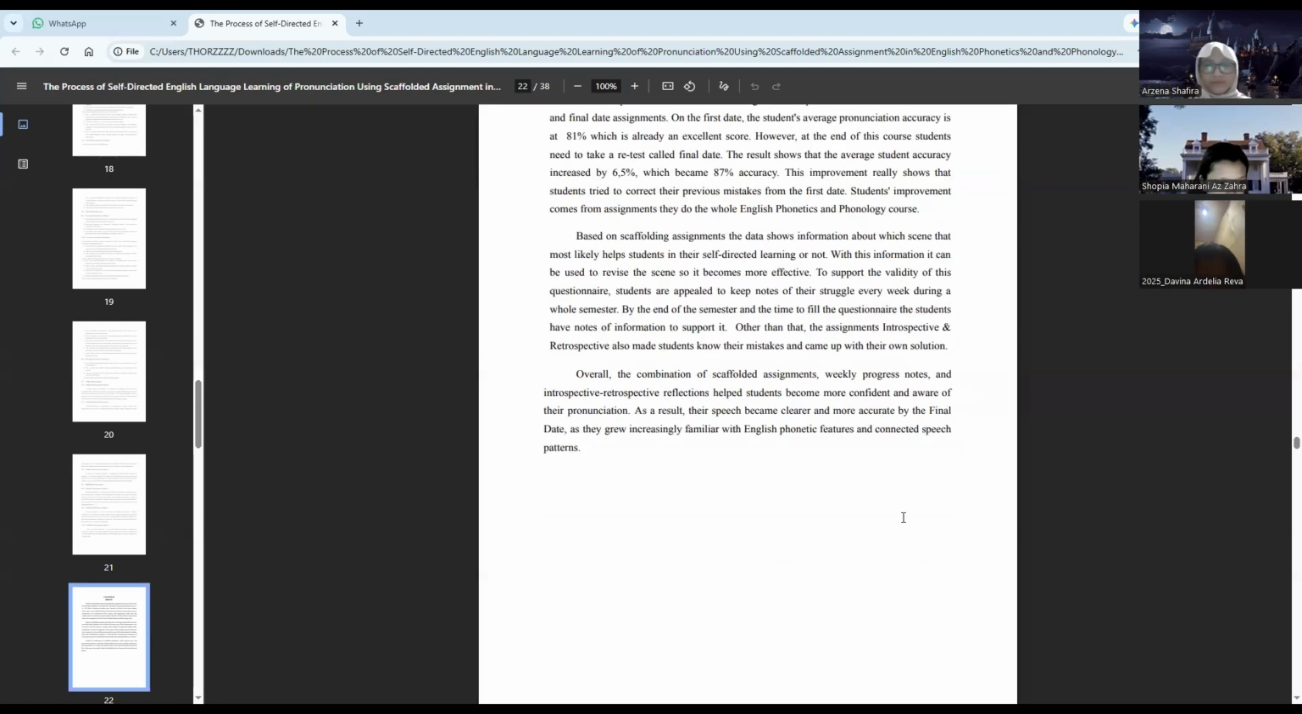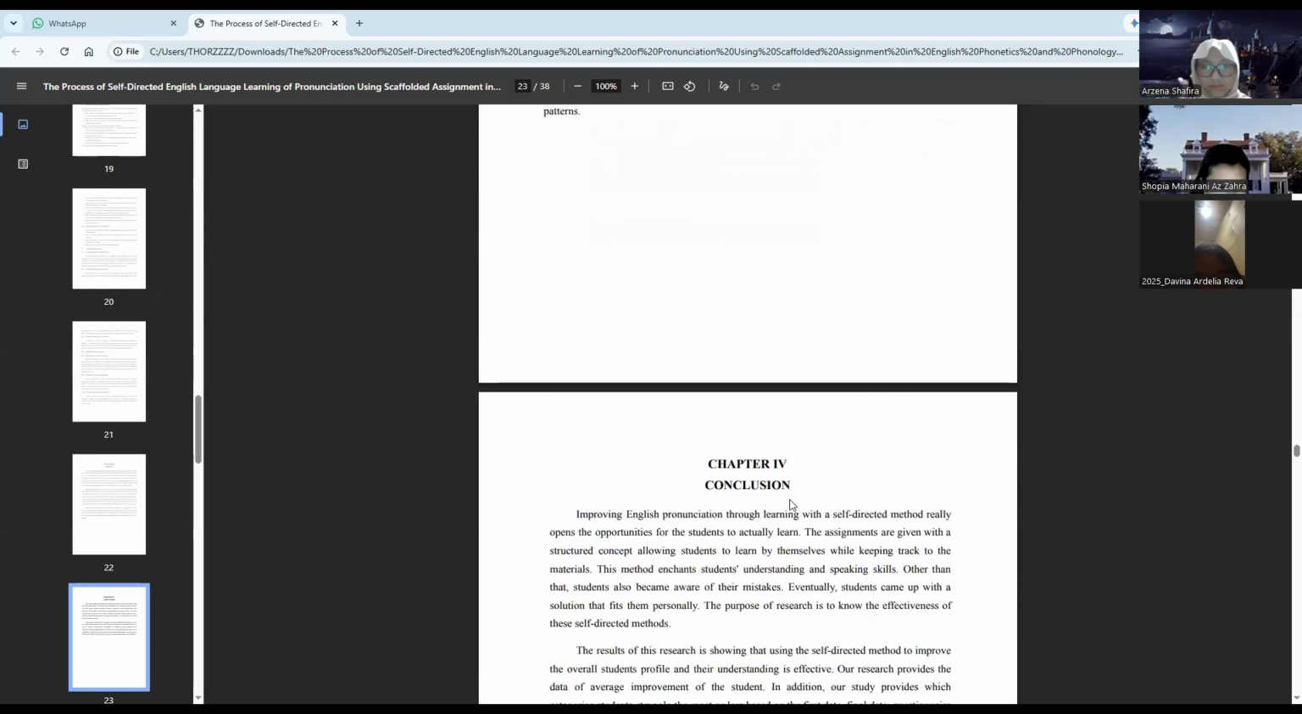And then overall, the combination of scaffolding assignments, weekly progress, and introspective then retrospective reflection helps students become more confident and aware of their pronunciation. As a result, their speech becomes clearer and more accurate by the final day as they grow increasingly familiar with English phonetic patterns and connected speech patterns.